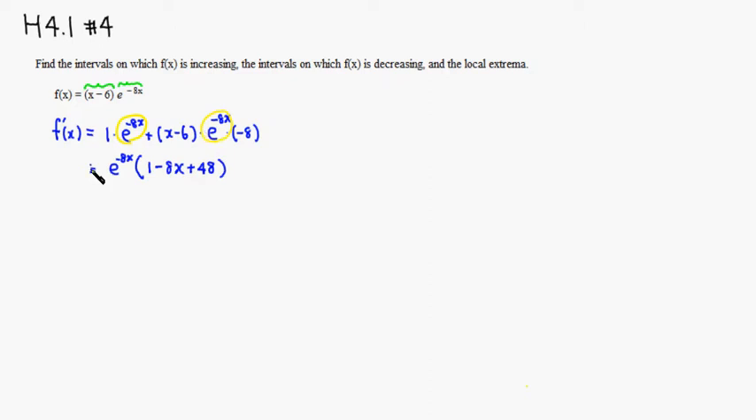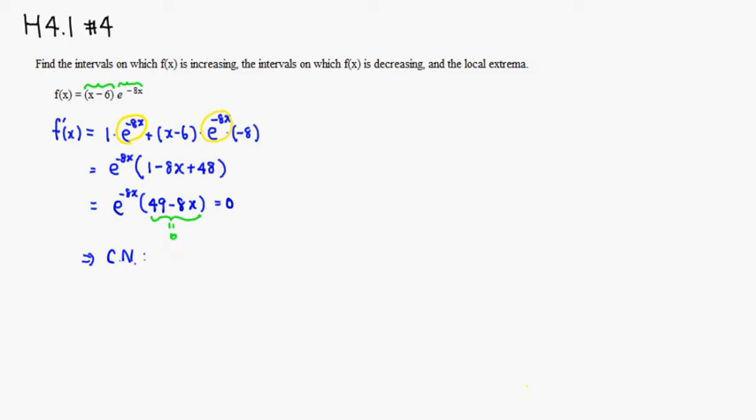So we're going to get e to the negative 8x times, it's 48 plus 1, so it's 49 minus 8x. Set this equal to 0 to find the critical number. This factor we cannot set equal to 0, so what we can do is set this other factor equal to 0.